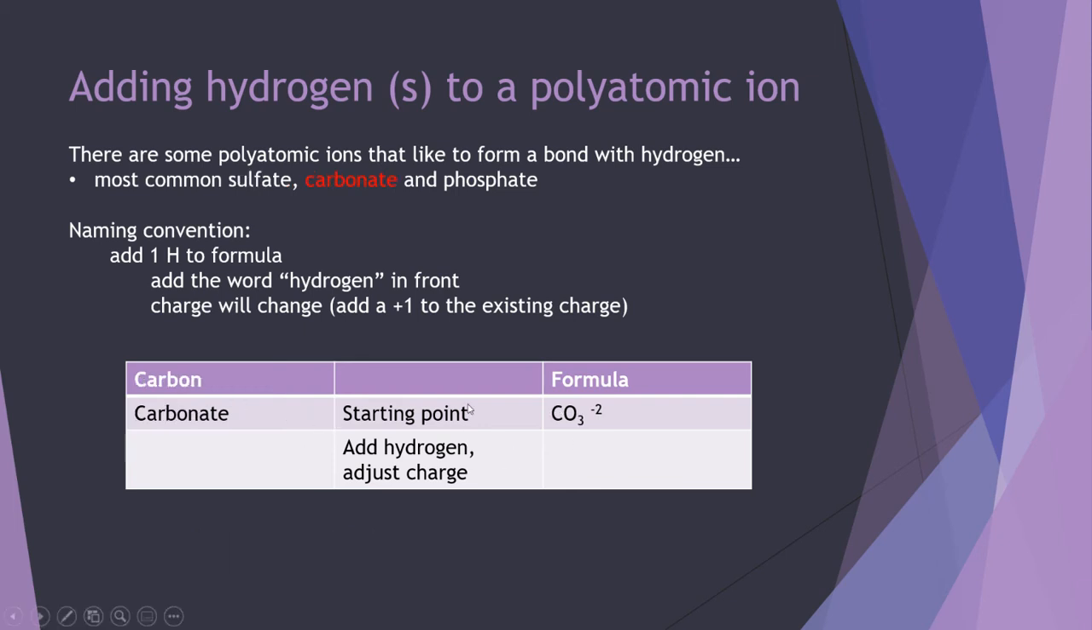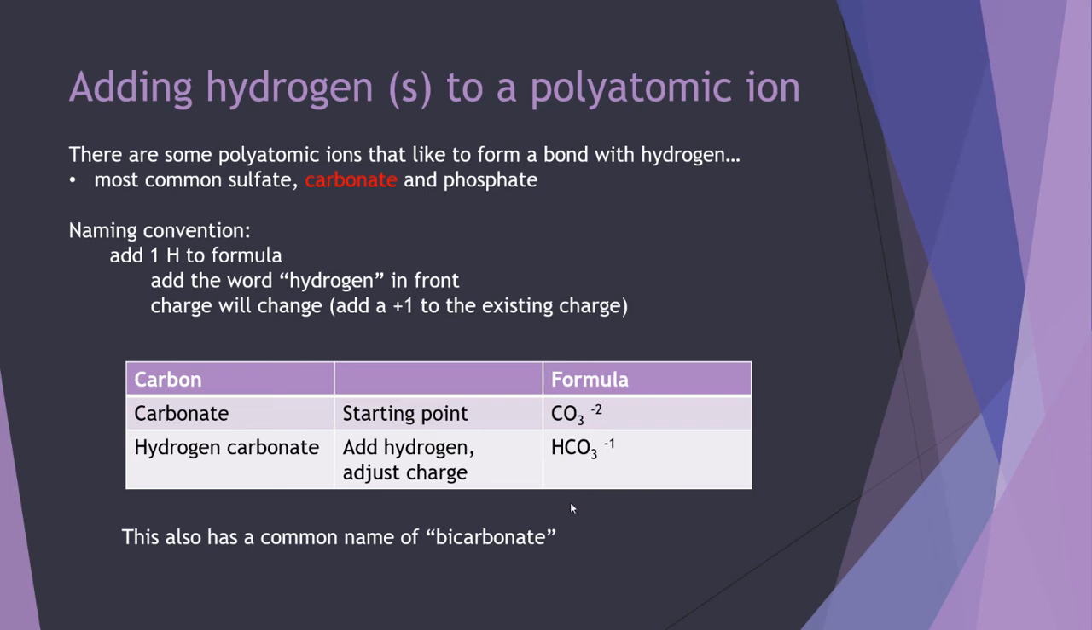So let's look at carbonate. With carbonate, you start with CO3, which has a -2 charge. You add a hydrogen. It's going to be hydrogen carbonate. When you add that hydrogen to the formula, you have to adjust your charge. So instead of -2, it becomes -1. So it becomes HCO3, and this has a common name of bicarbonate. You probably recognize the bicarbonate from sodium bicarbonate, which is baking soda. So this is something that's commonly found even around your house.